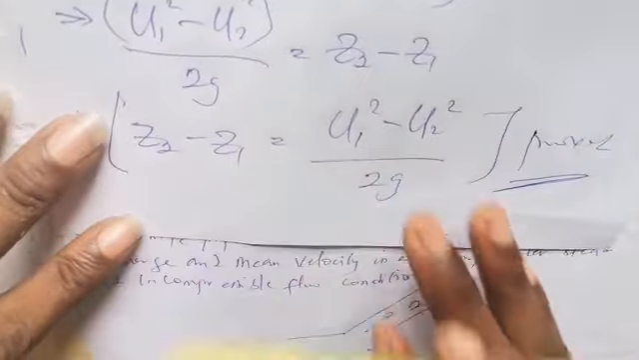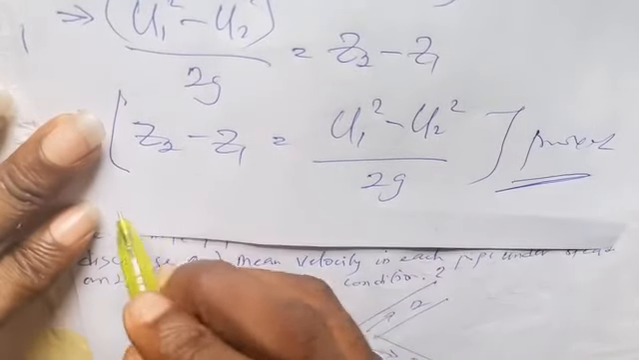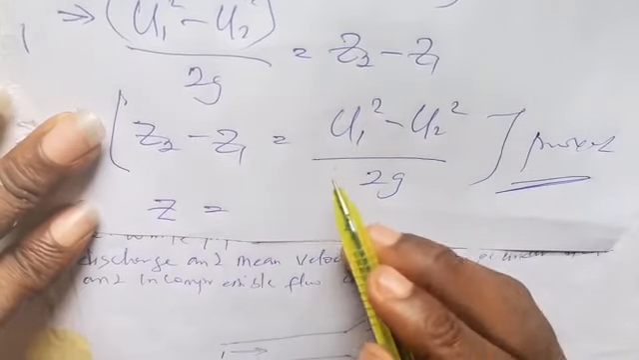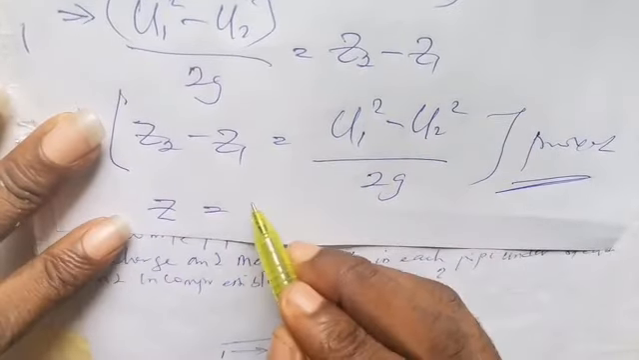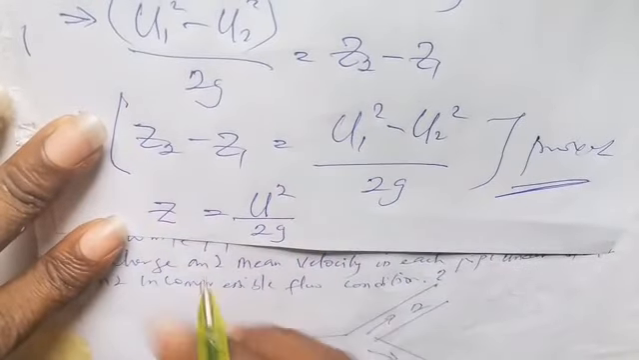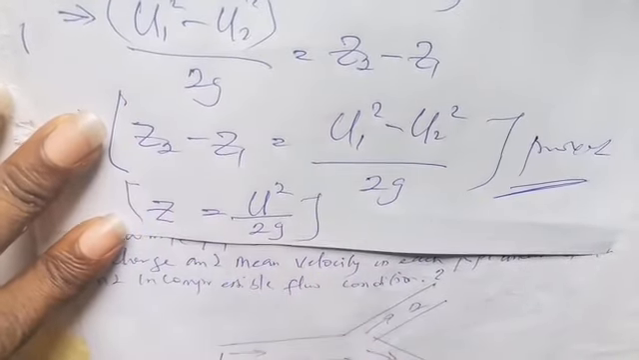So we can alternatively say z1 minus z2 can stand for z, and that's equal to u1 squared minus u2 squared, which can simply stand for u squared, all over 2g. So we simply use this relationship to tackle this problem.